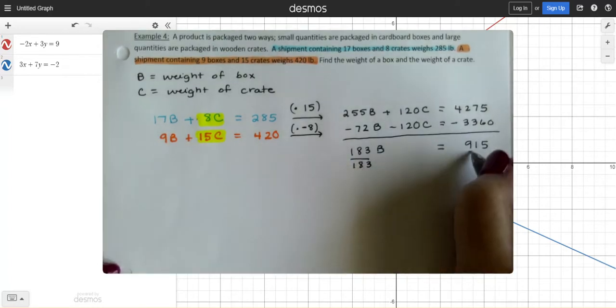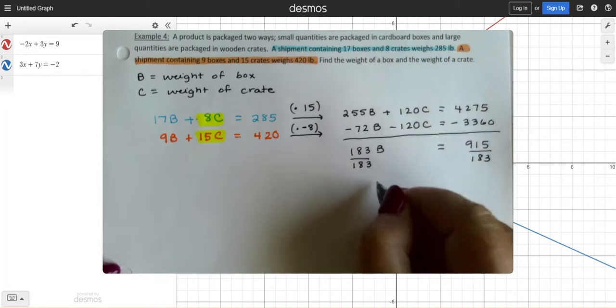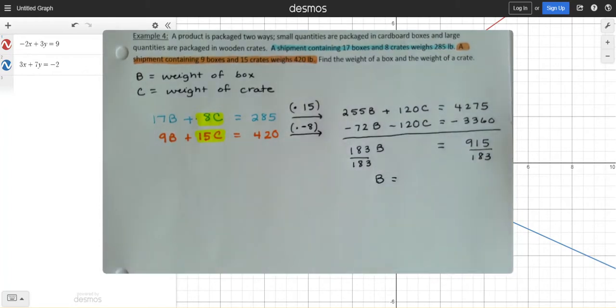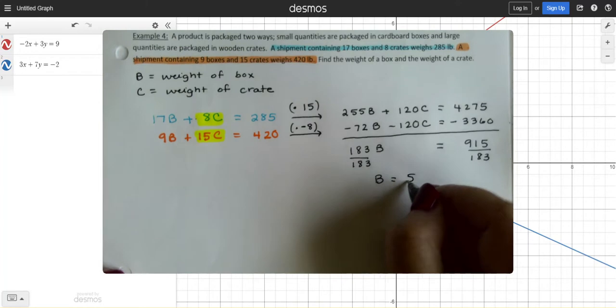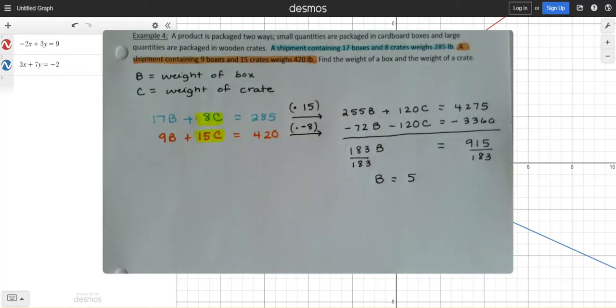I need to divide by the 183. Sorry, hit a wrong key. Let me try that one more time. And I get 5. All right, so we now know that the box weighs 5 pounds, right? B was the weight of the box.